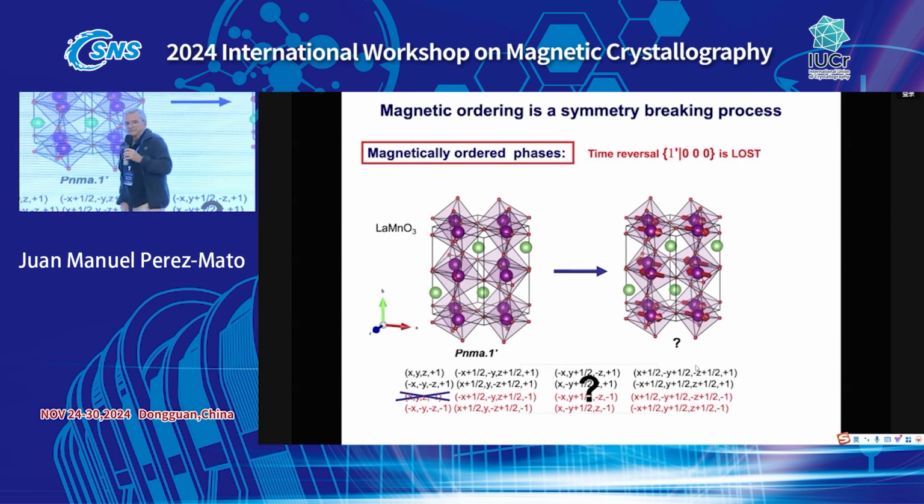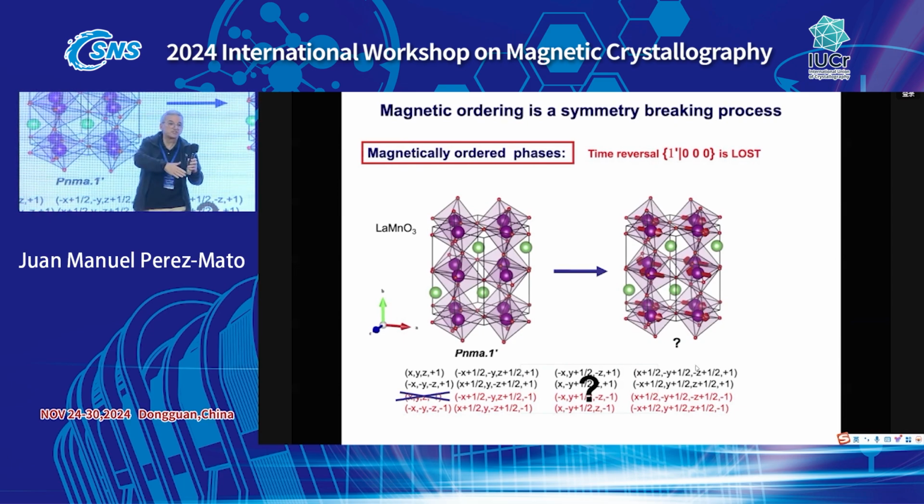Time reversal, which just switches the spins, is not anymore a symmetry operation. Why? Because when you switch the spins, the system is distinguishable. You have the two situations.